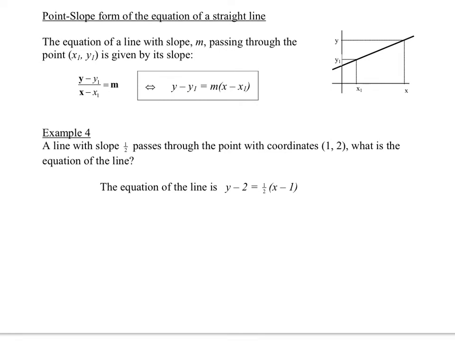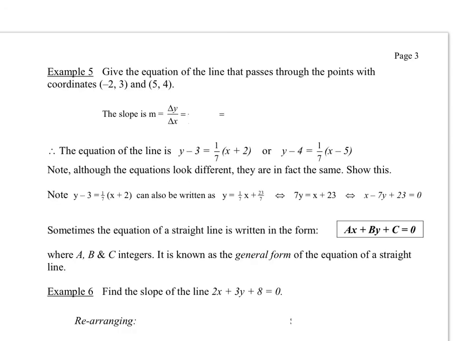So substituting those in gives us this equation here. Simple as that. And this is the point-slope form of that equation. Sometimes we can leave it like it is just now. Sometimes we need to rearrange it. And finally, for this video, we're going to just look at one last form of the equation of a straight line. It's this form down here, sometimes known as the general form. But before we get there, there's one example we need to do.